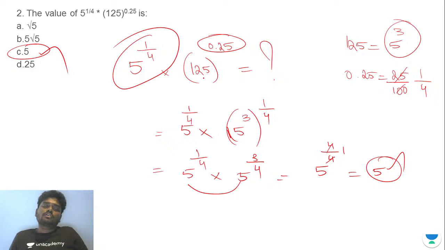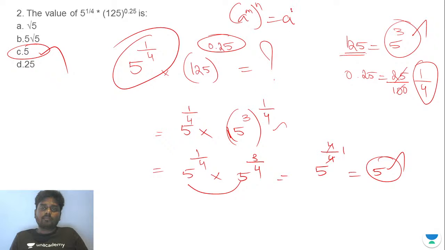I just broke down this 125 power 0.25, writing 125 as 5 cube. 5 cube will give you 125. And 0.25 I wrote as 1 by 4. So 5 cube power 1 by 4. As we know, the law of indices, a power m the whole power n is equal to a power m into n. That's what I did here. So I'll be getting 5 power 3 into 1 by 4, which becomes 3 by 4. Clear? Let's go for the third question, guys.